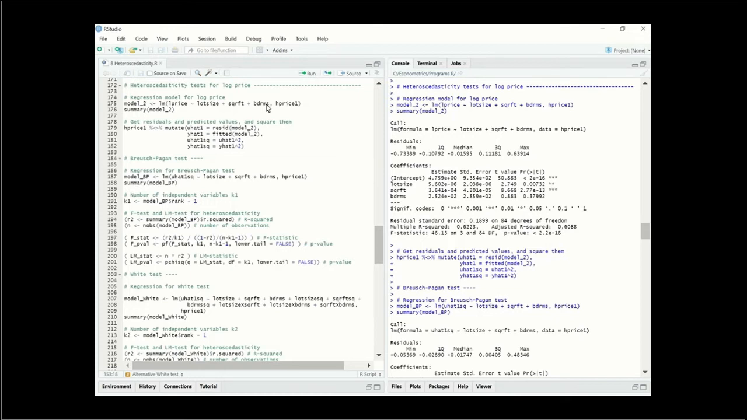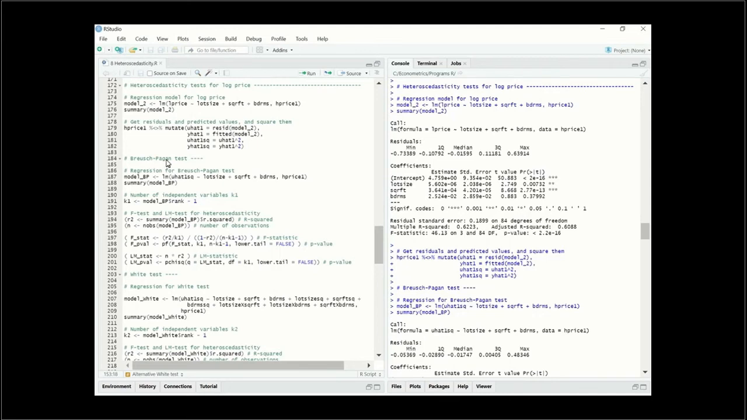So first of all, we're going to get the residuals and the predicted values and square them. So we're estimating this as a linear model. We're calling this model 2. And from this model 2, we're going to pick up the residuals. We're going to call them u hat 1. We're going to pick up the fitted values or predicted values from model 2. We're going to call this y hat 1. And then we're going to square both the residuals and the fitted values. Okay, so now that we're set up, let's go ahead and run the 3 tests.